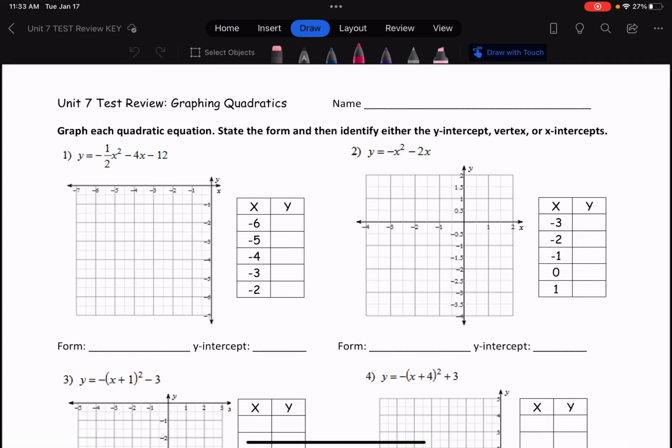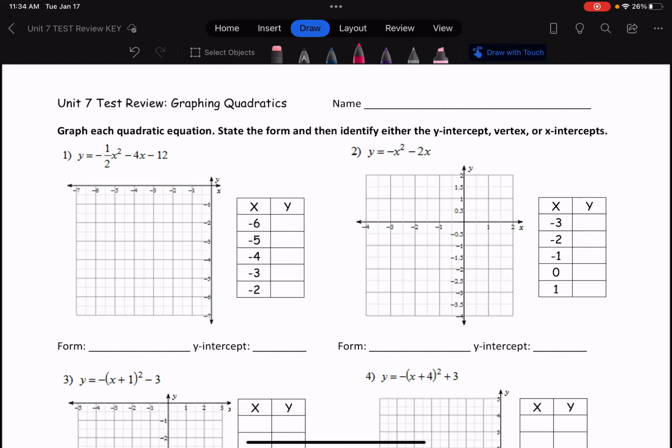Guys, it's Miss Adams, and we're going to be looking at the Unit 7 test review. So remember, this whole unit was all about graphing quadratic functions. This first page goes on to look at graphing these quadratic functions and just different versions of these quadratic functions.